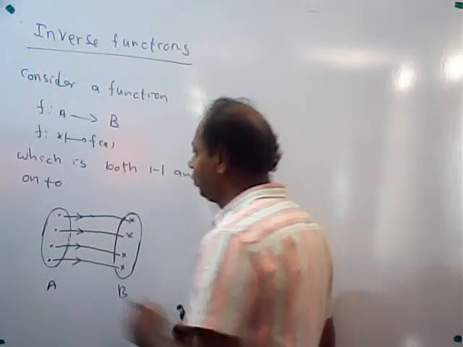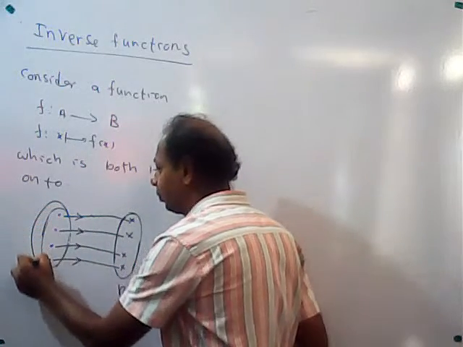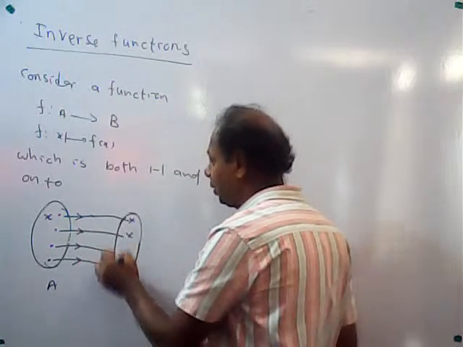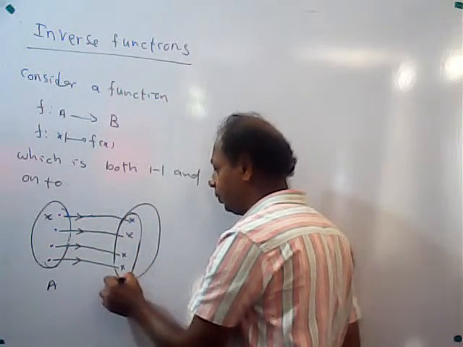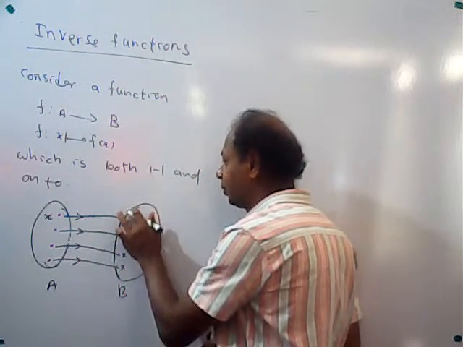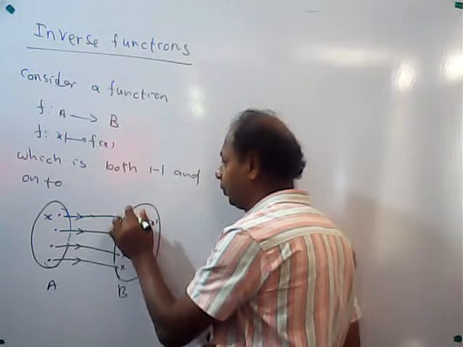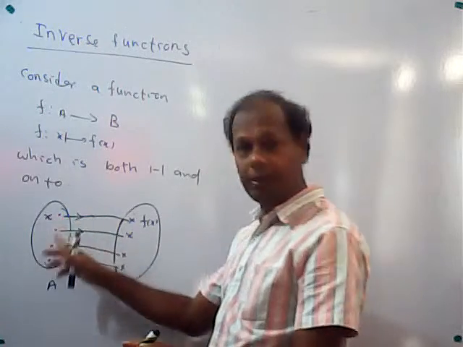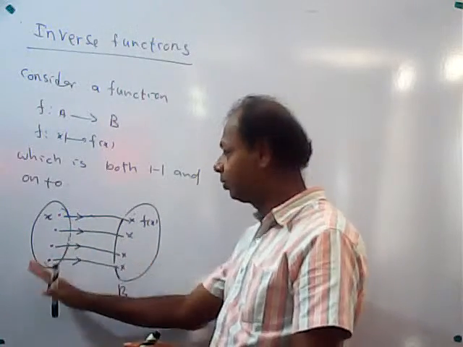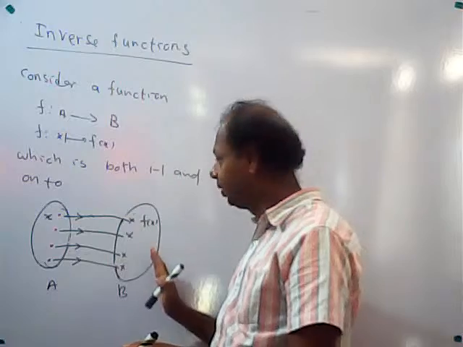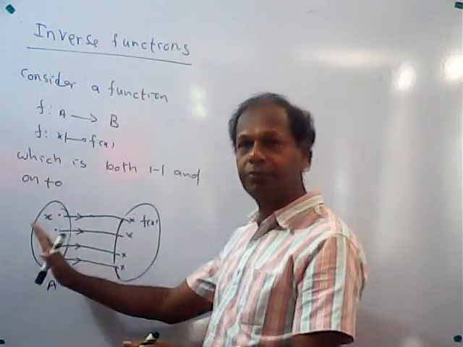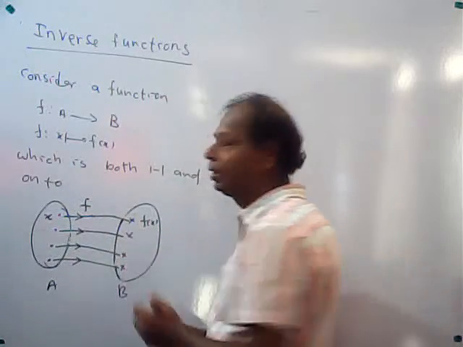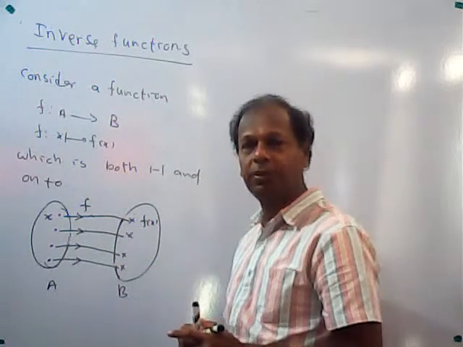Right? You input some x, that will output f(x). So the number of elements of A should be equal to the number of elements of B, if you have a function f which goes from A to B, which is both one to one and onto.